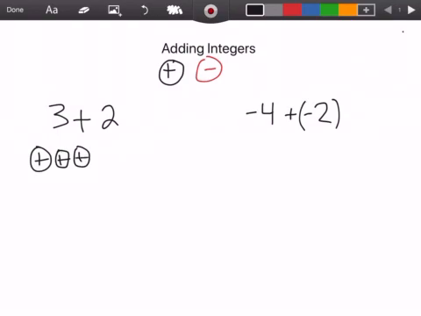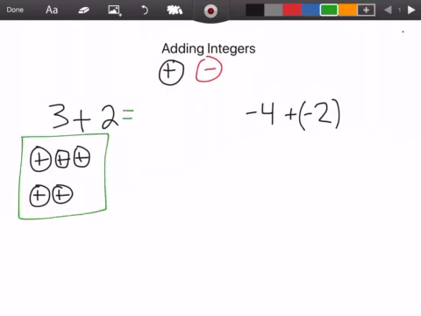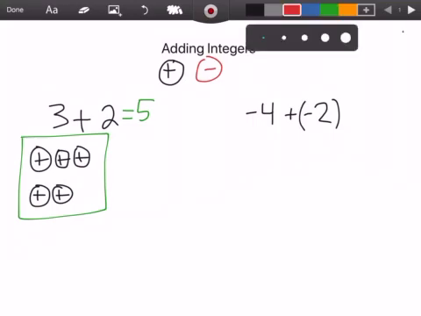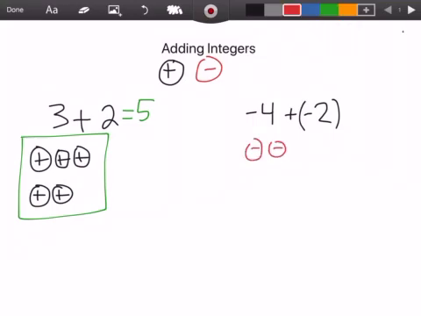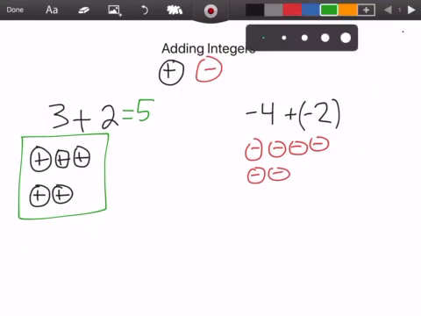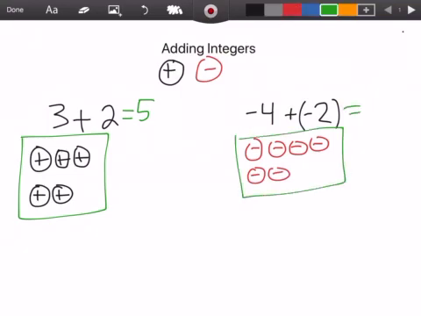Now I'm adding to that 2 more positives, so I'm going to put those underneath. And then my answer is what I have total. I have 5 positives, so my answer is 5. The same thing works if you're adding 2 negatives. So a negative 4 is what I start with. I'm going to add to that 2 more negatives. And now I have a total of negative 6.